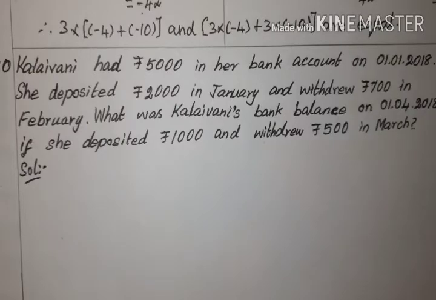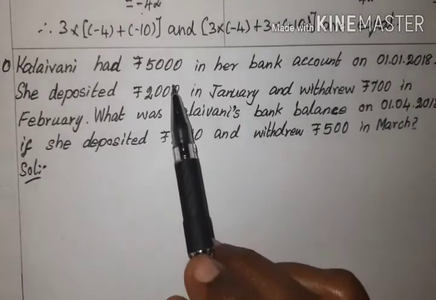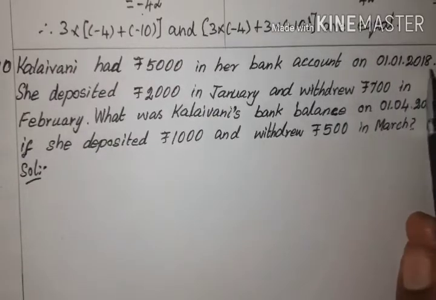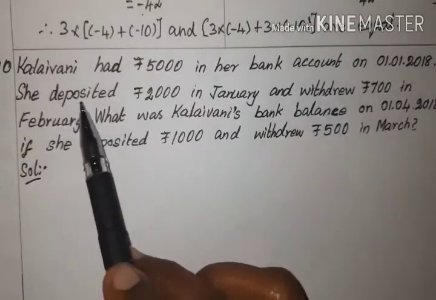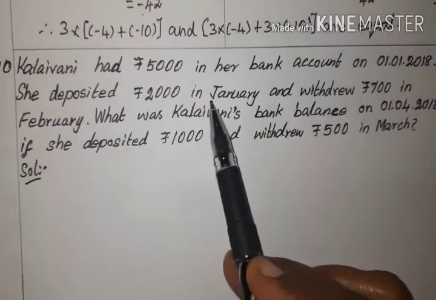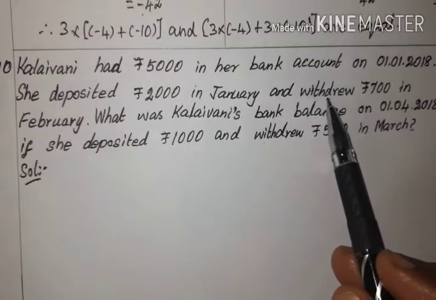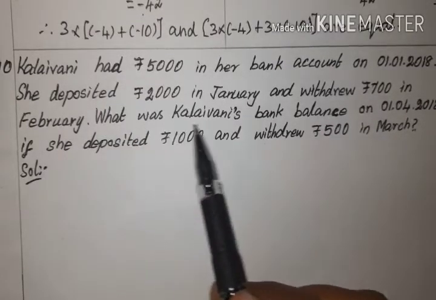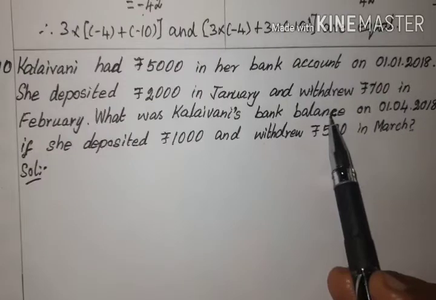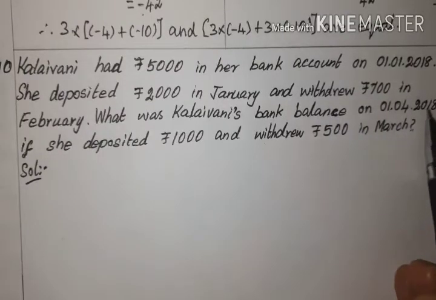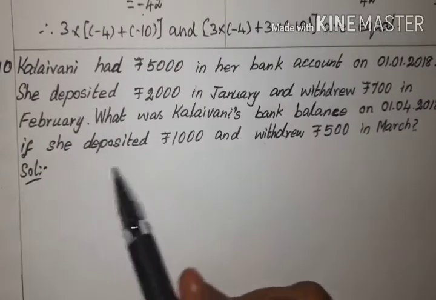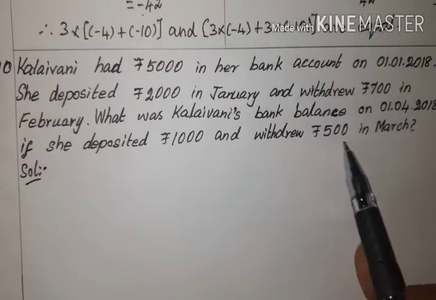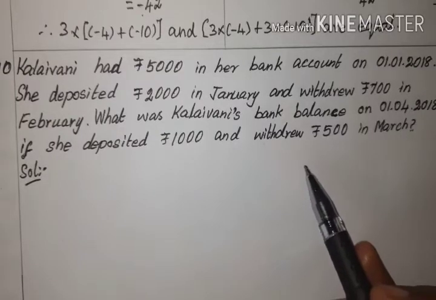Tenth question. Kalaivani had rupees 5,000 in her bank account on 1-1-2018. She deposit rupees 2,000 in January and withdraw rupees 700 in February. What was Kalaivani's bank balance on 1-4-2018 if she deposit rupees 1,000 and withdraw rupees 500 in March?